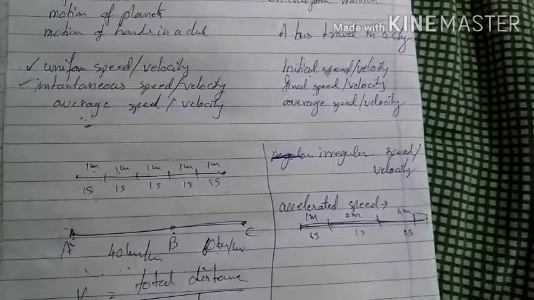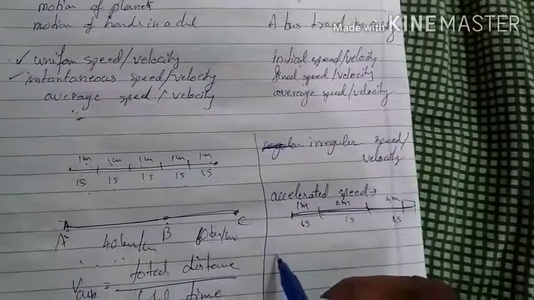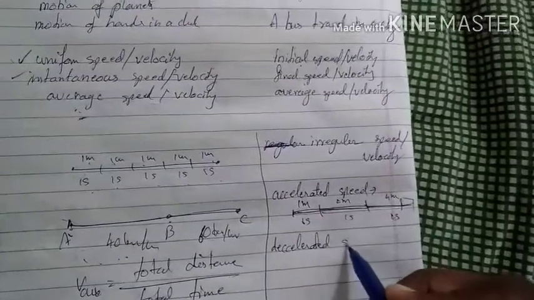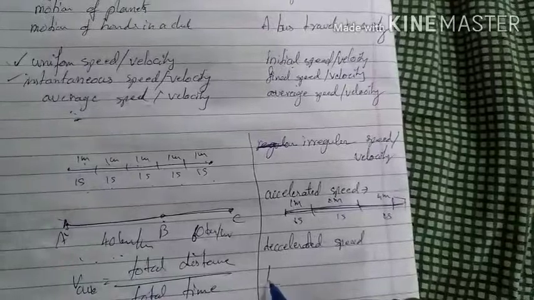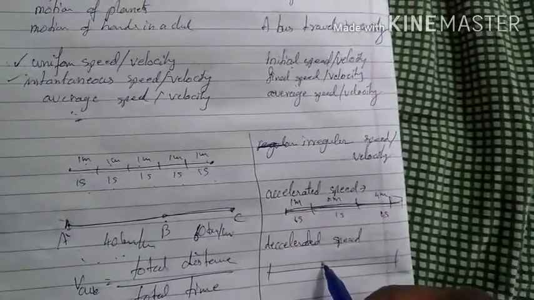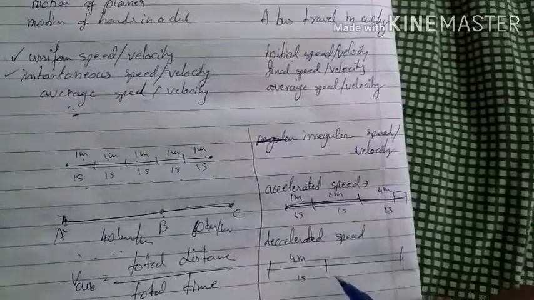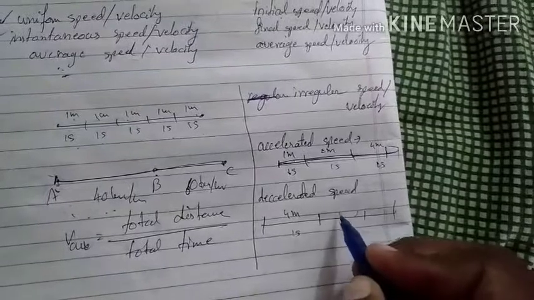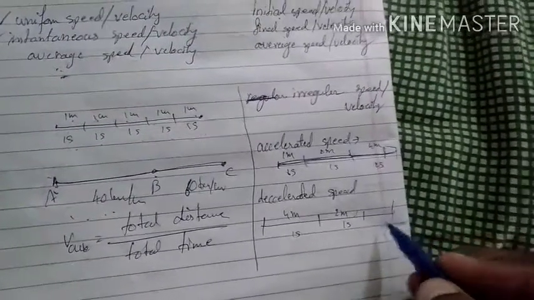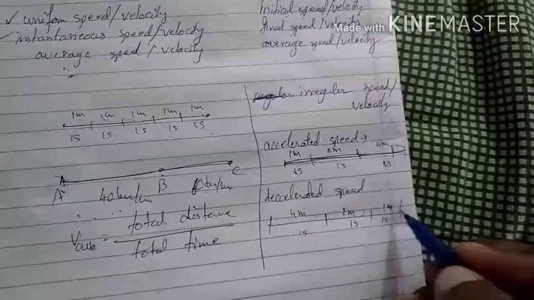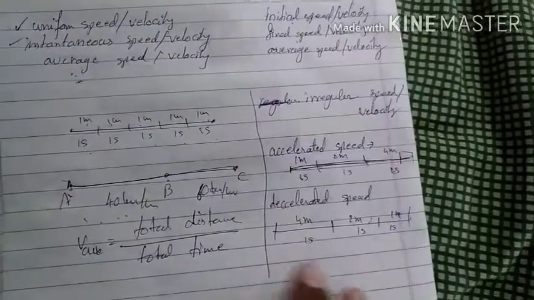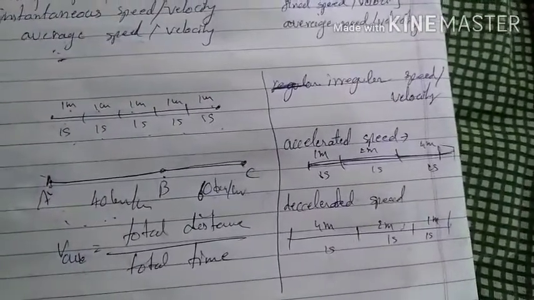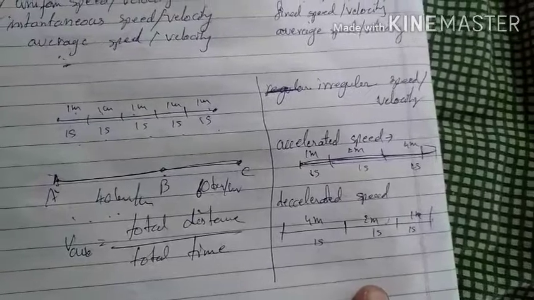This is accelerated motion. Similarly, in the reverse condition, we can find decelerated speed or velocity. This time it happens in reverse. In 1 second, an object covers 4 meters, in the next second it covers only 2 meters, in another second 1 meter, like this. So it is a reducing speed. This is called decelerated speed or velocity.